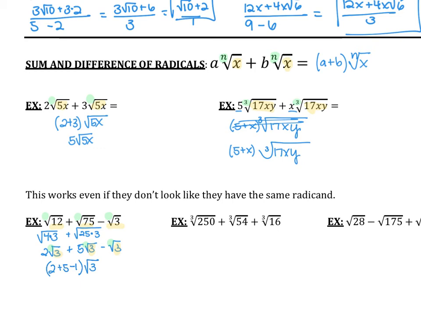Okay, why minus 1 though? Well, it says minus 1 square root of 3. Even if we don't write it, and the number's still there, it implies that it's a 1. So really what I have is 7 minus 1, so I have 6 root 3. That is the simplified version of root 12 plus root 75 minus root 3.